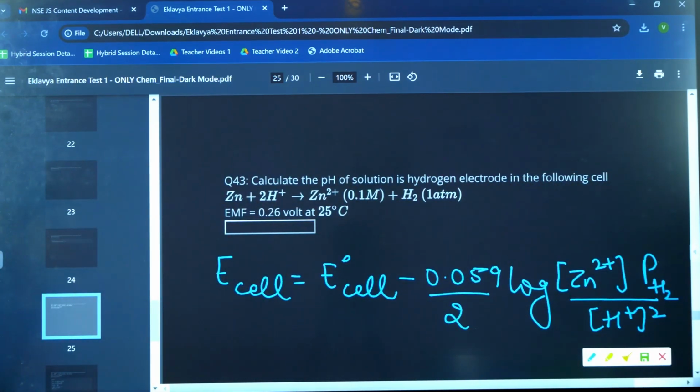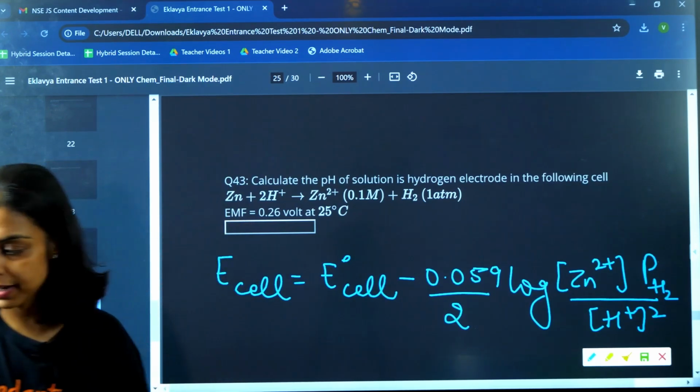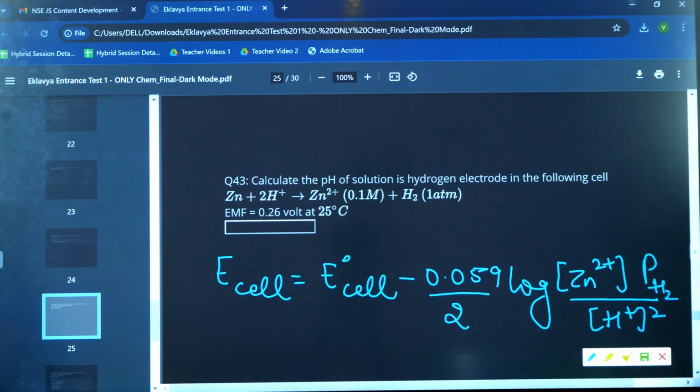Guys, EMF is already given to you, right? And of course, E naught cell, I'm sure you got it correctly. What is the E naught of cell you are supposed to take here, guys? I am sure Nernst equation, otherwise there is nothing in this question left, right? What is the E naught cell here that you are supposed to take? E cell is given to you, E naught cell, and the rest you are supposed to do.